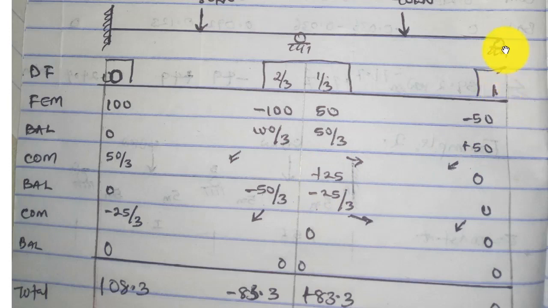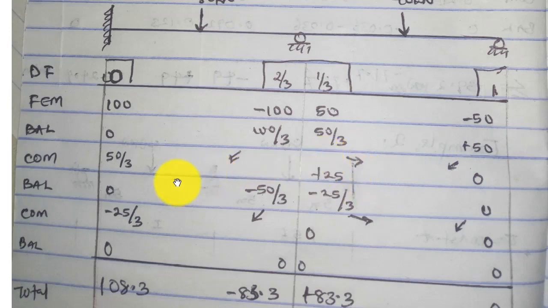But this one is not continuous. That's the end support, so you would be treating it as a roller all the time. But here you would not be treating it as a roller, you would be treating it as fixed. You understand? As fixed. So here, it will carry over half. So it will carry over 25 to this point.